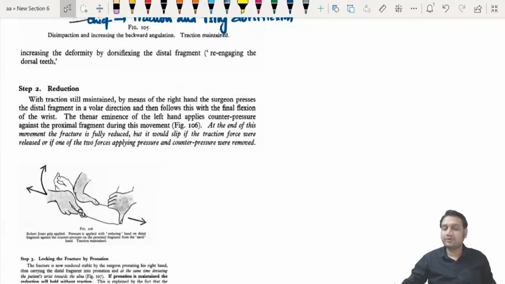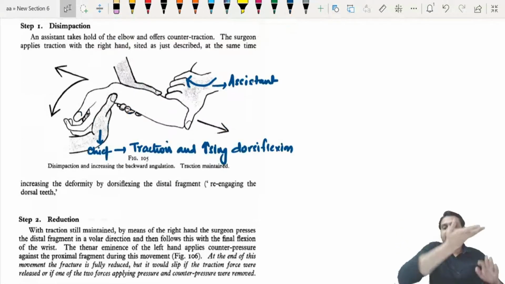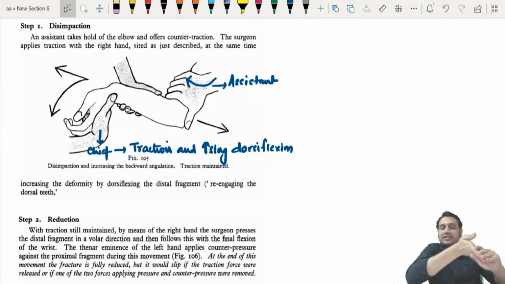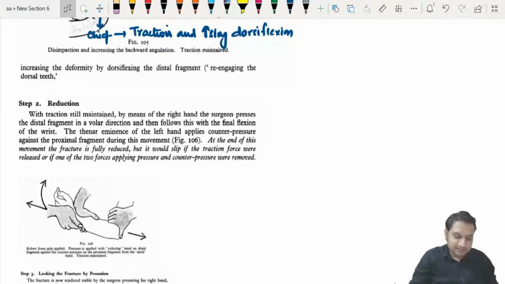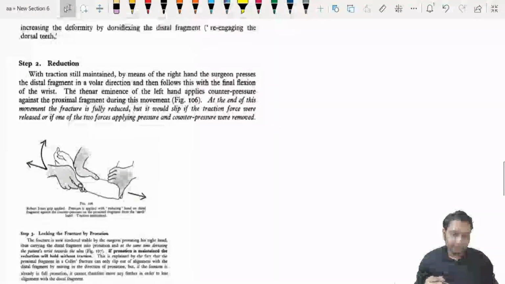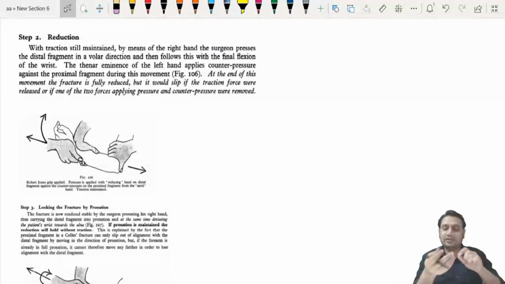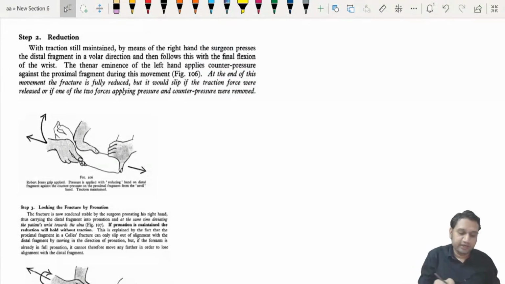Once it is done, then what we do? Hand was like this, initially like this, supinated. Okay, so increase the deformity, give a traction, increase the deformity, counter traction by the assistant. Step number two would be, once the two fragments are apart, then we reduce it.